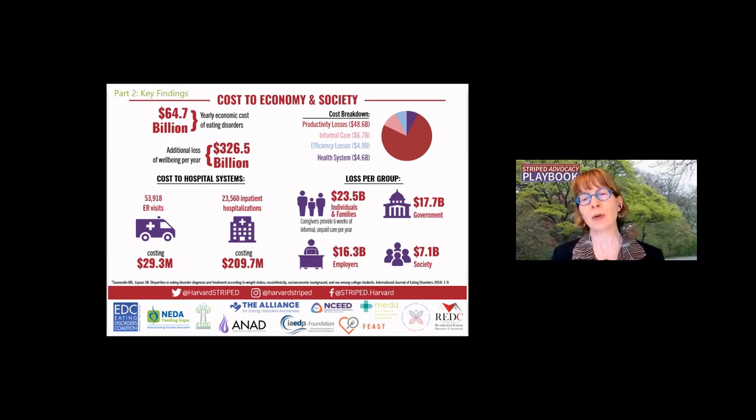Now, if you look to the lower right side, you'll see losses per group estimated. Over $23 billion is the tab picked up by individuals and families each year because of an eating disorder. Government and employers are not far behind, with close to 18 billion, employers at over 16 billion, and then other costs to society over 7 billion. These are big figures here, and I'll do some comparisons a little bit later.